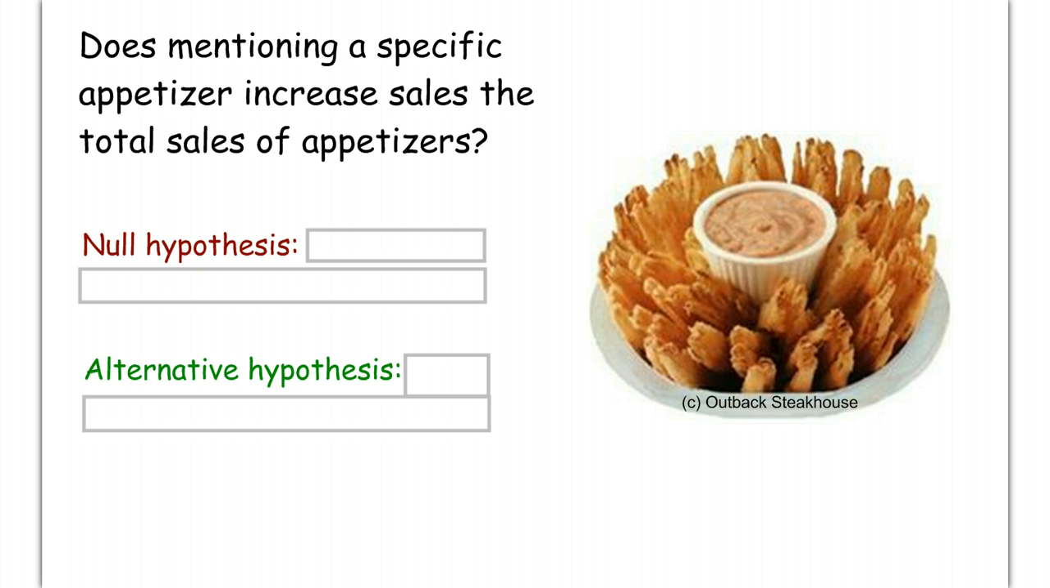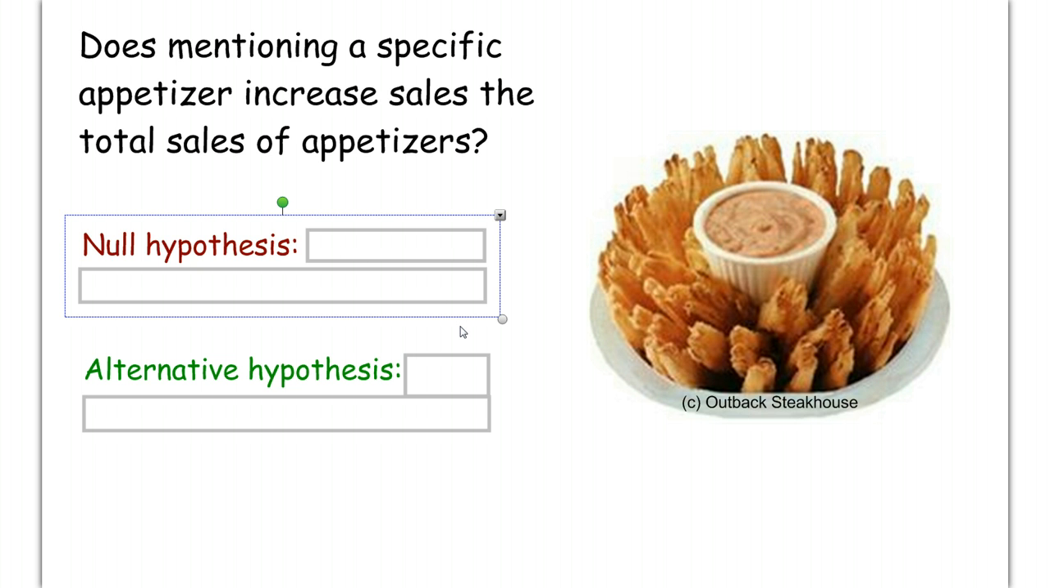Now, let's imagine that you are working at Outback Steakhouse, and you are trying to sell appetizers. You have this idea, this hypothesis, that mentioning a specific appetizer when you walk up to a customer is going to increase the sales, the total sales of your appetizers. So instead of just saying, would you like an appetizer, you would say, would you like our bloomin' onion, our top-selling appetizer world round or whatever? The idea here that you're hoping to prove is that you can sell more. You can sell more appetizers if you specifically mention the name.